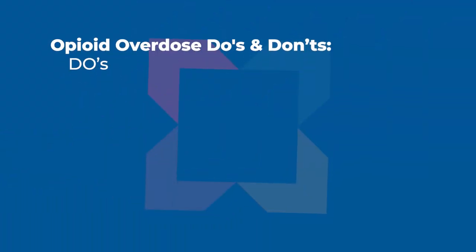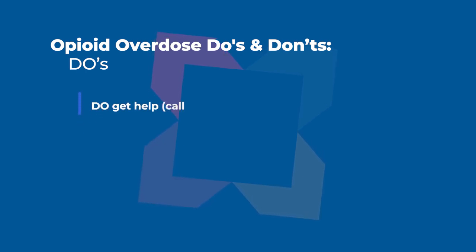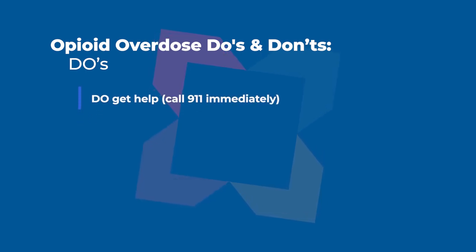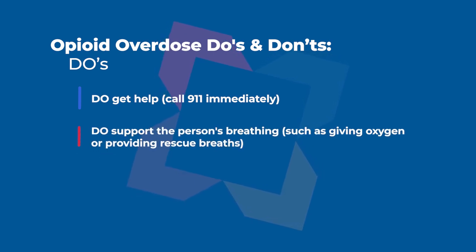Now, when talking about opioid overdose, the first thing that you need to know is that an opioid overdose needs immediate medical attention. It is a life-threatening risk, and it is something that you want to make sure you're paying attention to. So let's talk about some of the do's and don'ts of an opioid overdose. For the do's, if the person is suspected of having an opioid overdose, do call for help. Dial 911 immediately. And do support their breathing, either by administering oxygen or giving rescue breaths.